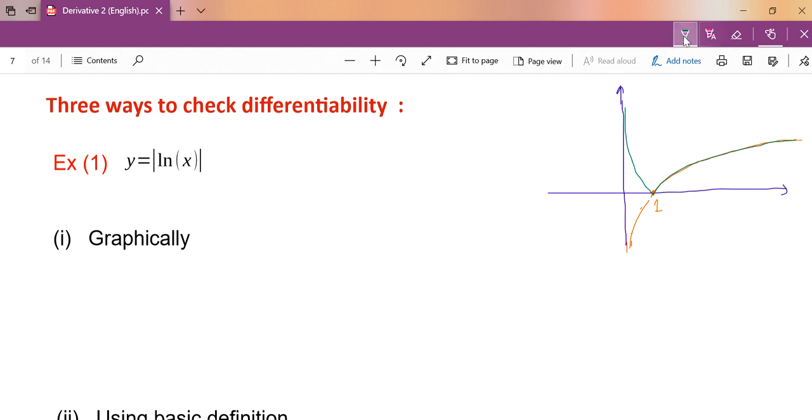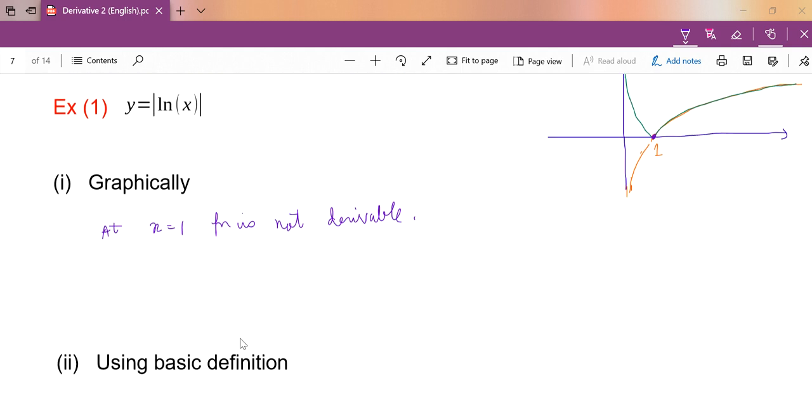Now you can clearly see here that this is the point where you have a corner, right? So graphically, at x is equal to 1, your function is not differentiable, not derivable. Any other point do you think will be a problem? No, right? Everything is smooth, not a problem. So if I have to just tell, I would say x is equal to 1 is the point where your function is not derivable.